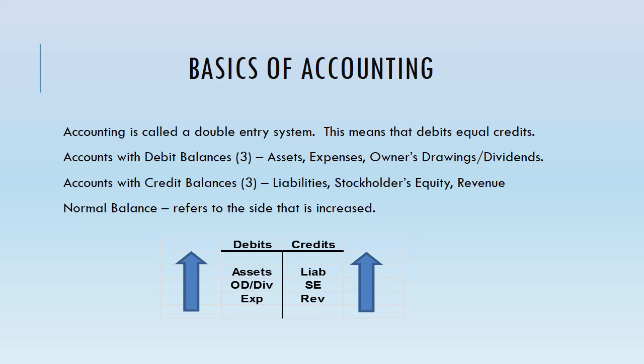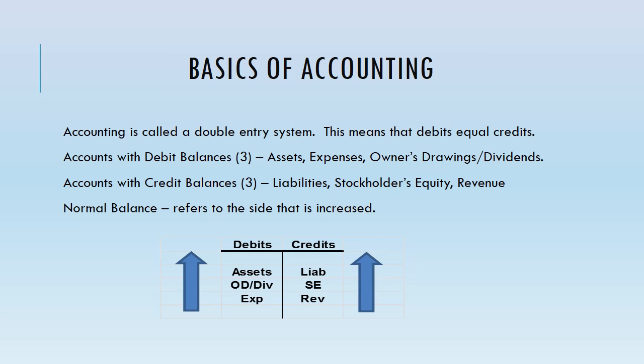Debits in accounting are assets, owner's drawings or dividends paid, and expenses. The normal balance is a debit. That means that anything I receive, if I receive an asset, if I receive cash, it increases my cash. Normal balance is an asset. But if I pay a bill with cash, I'm reducing my cash. It's going out the door, so it becomes the opposite. Now it becomes the credit because I'm not increasing it, I'm decreasing it.